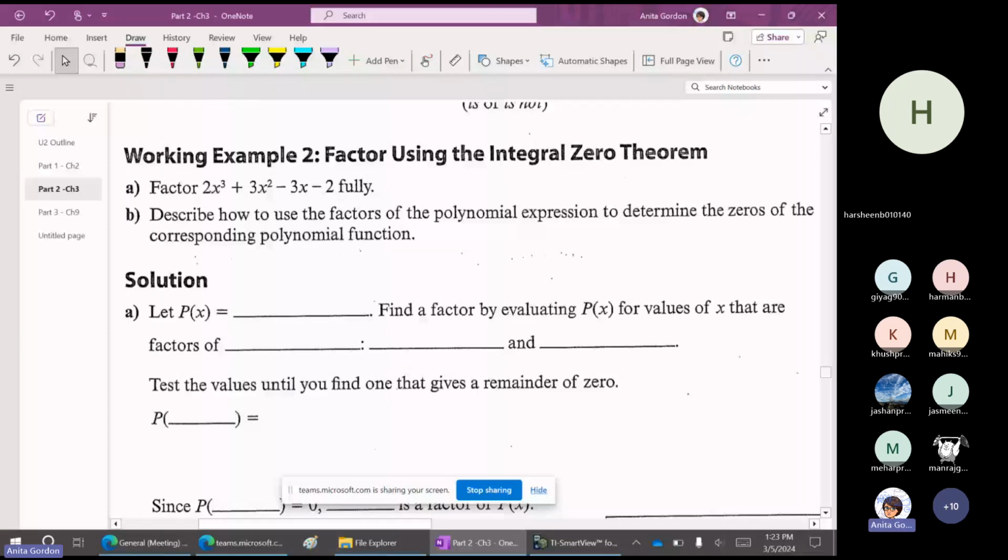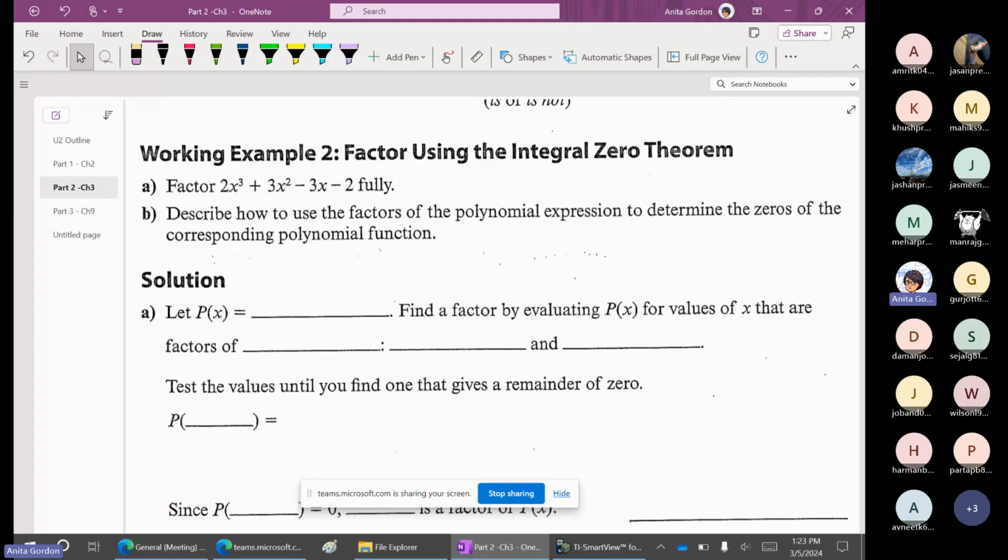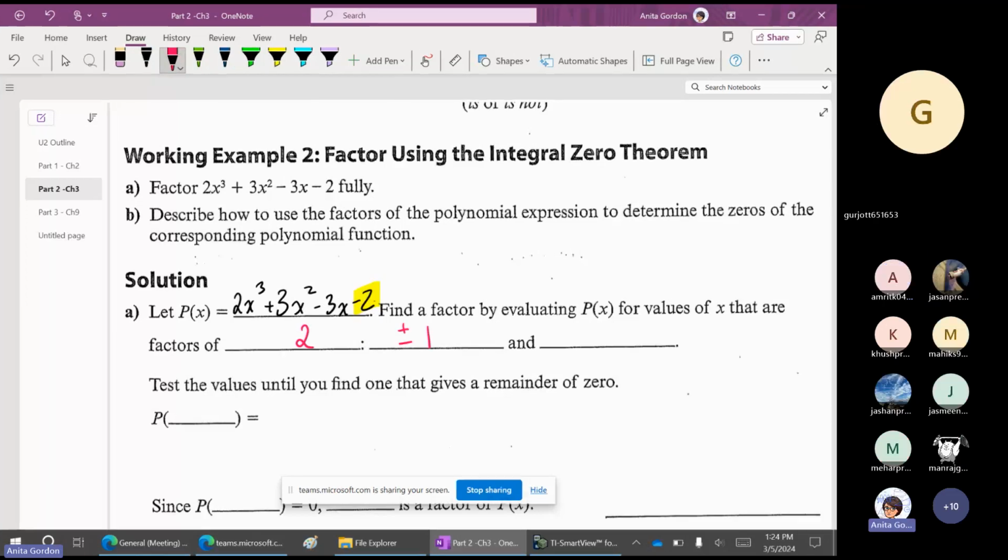So looking at our function 2x cubed plus 3x squared minus 3x minus 2, what are the possible factors that I can have? So I'll rewrite the function down here, and I'll follow along with your workbooks because I think this one will be easier to see. My constant is a negative 2. So that means I'm listing the factors of 2. What are they? Plus or minus 1, plus or minus 2.